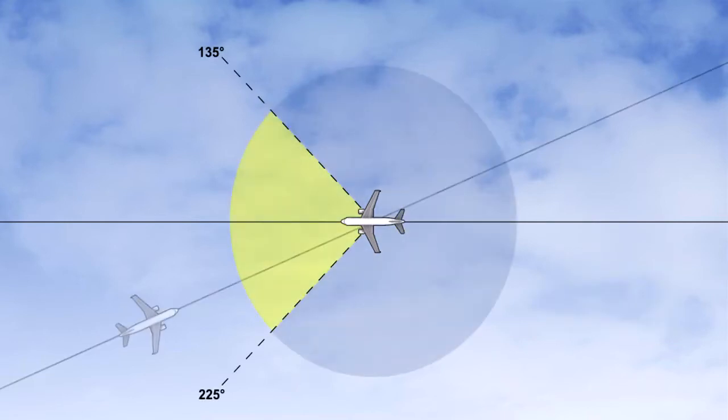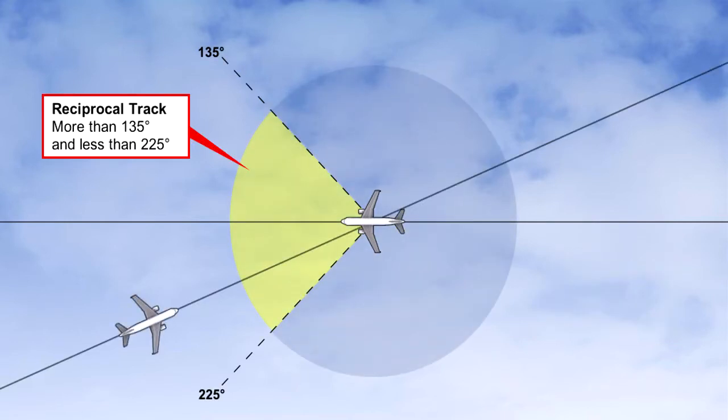The reciprocal track case applies when the tracks of two aircraft requiring separation converge or diverge by an angular difference of more than 135 degrees but less than 225 degrees, and whose protection areas overlap.